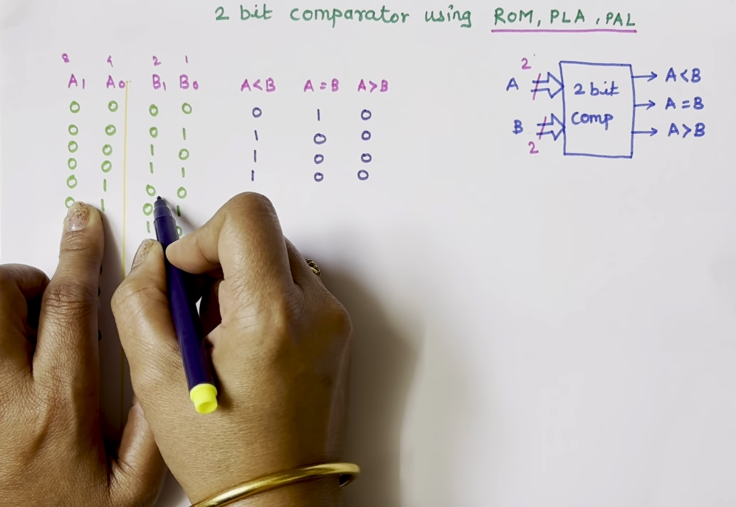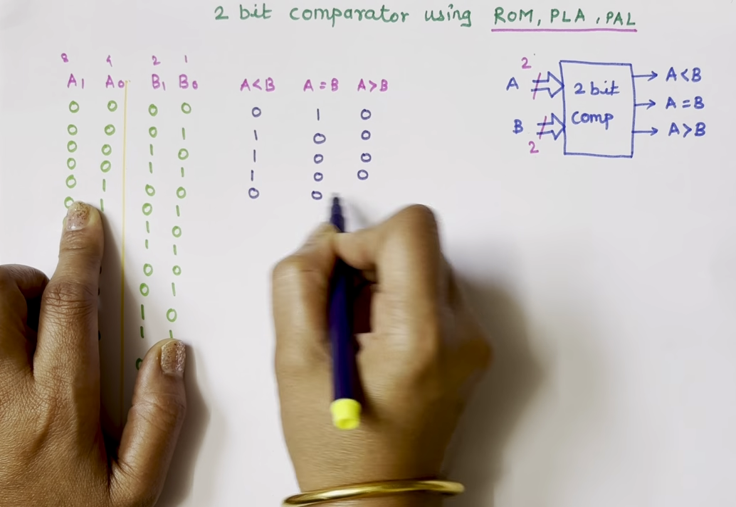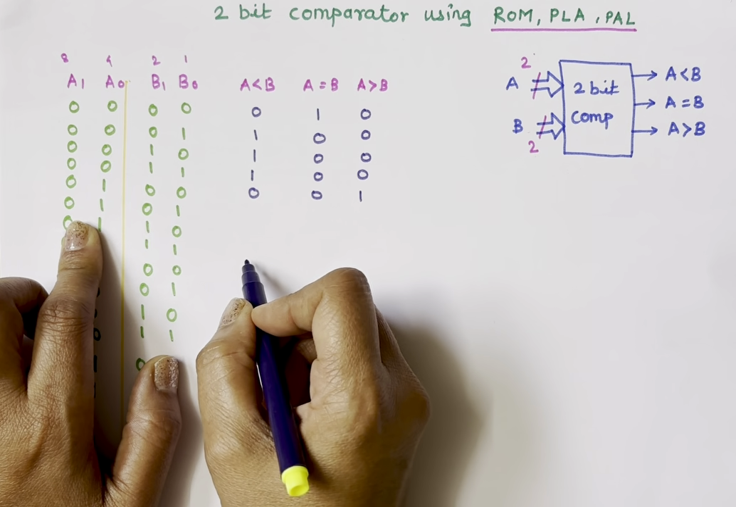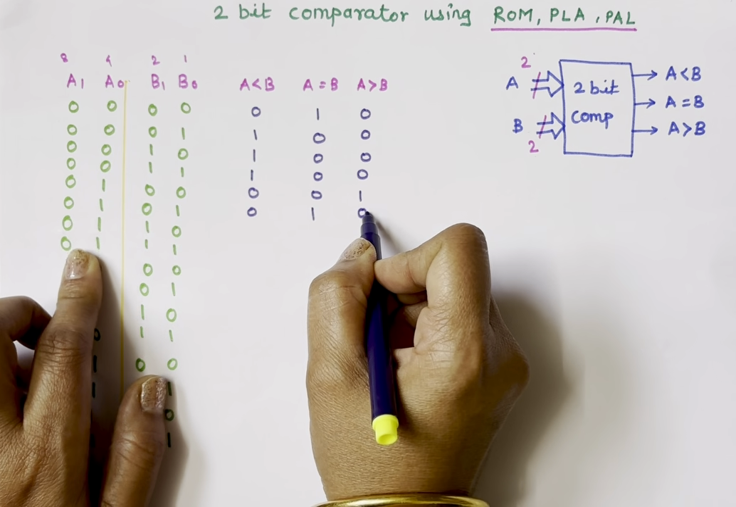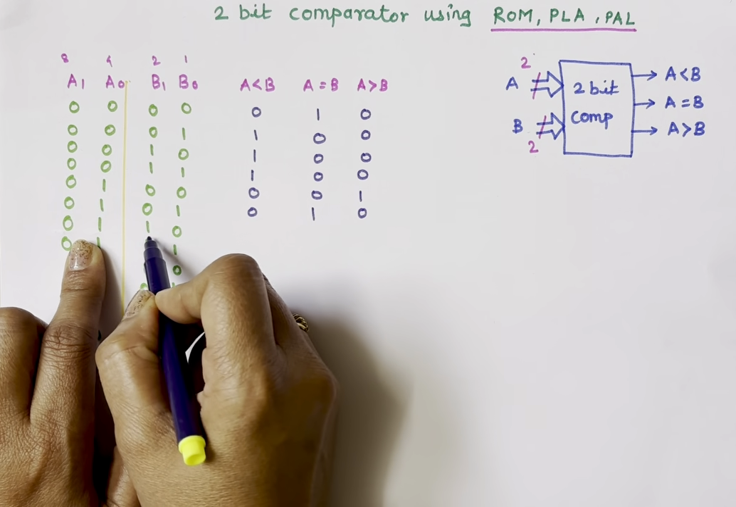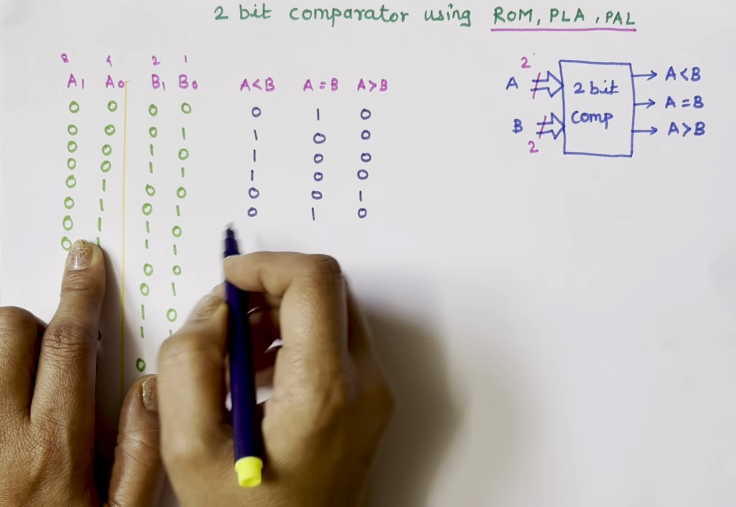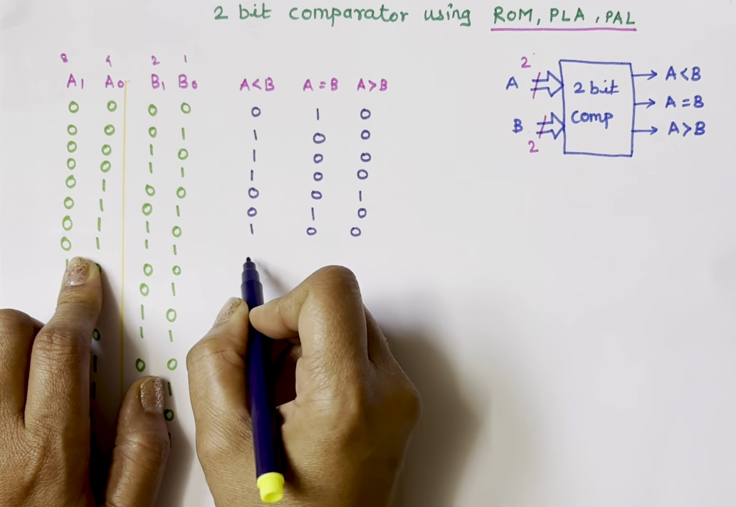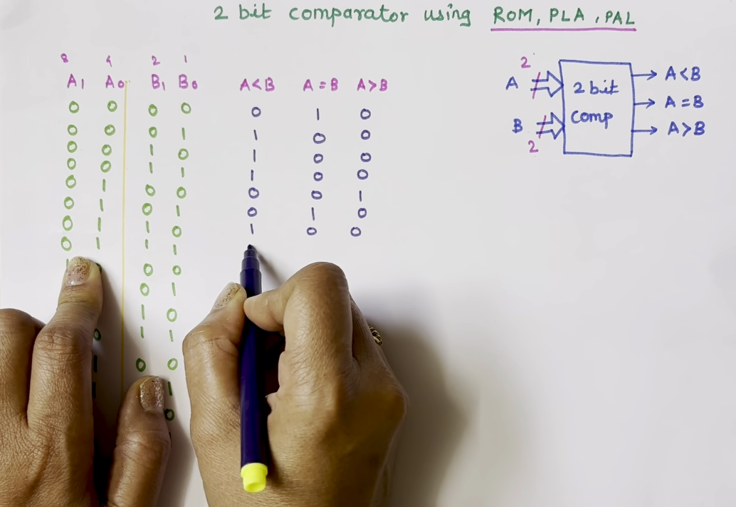Then 0 1 0 0. It means now A is greater than B. Then 0 1 0 1. Both are 1, so A equals B. Then 0 1 1 0. 1 0 is 2 and 0 1 is 1, so A is greater than B. Then 0 1 1 1, again this is 3 and this is 1, so A is less than B.